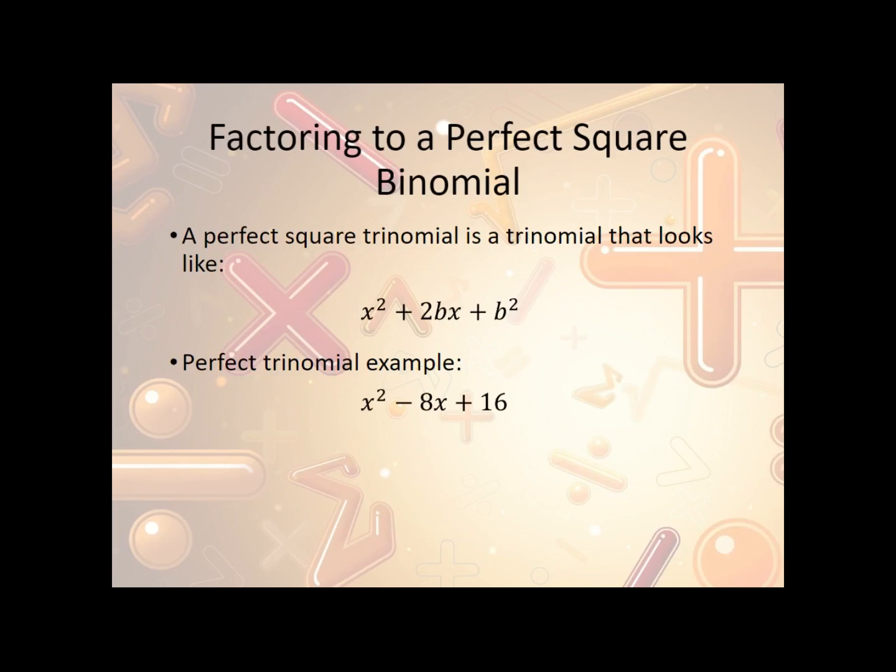Another example, x squared minus 8x plus 16. Same thing, this is now negative 4 squared, and this is 2 times 4. So now it becomes x minus 4 squared. So this is how we can factor these trinomials.